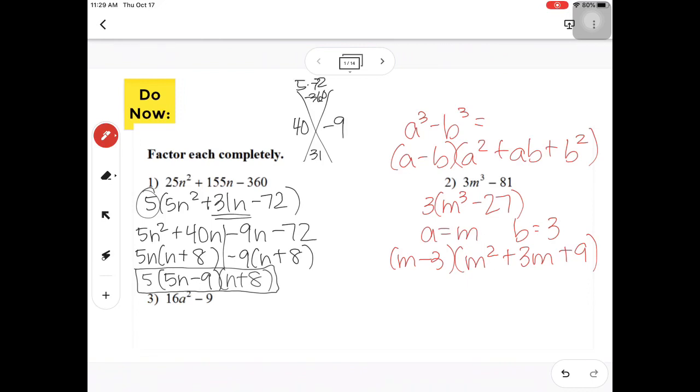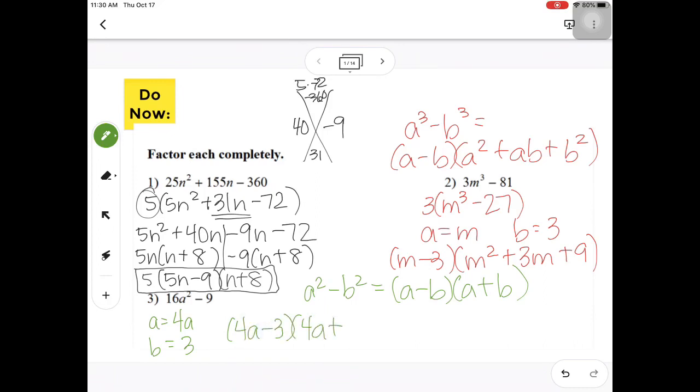On number 3, this is my difference of squares pattern. Again, this is one you will have to have memorized. I cannot GCF this problem, but I do notice those are both perfect squares. So my a, if I square root 16a squared, is just 4a. And my b, if you square root 9, is just 3. And then we're just plugging this in. So it's 4a minus 3 times 4a plus 3.